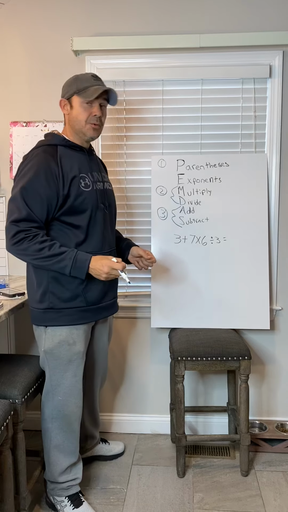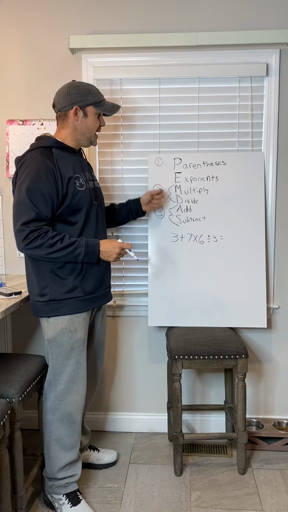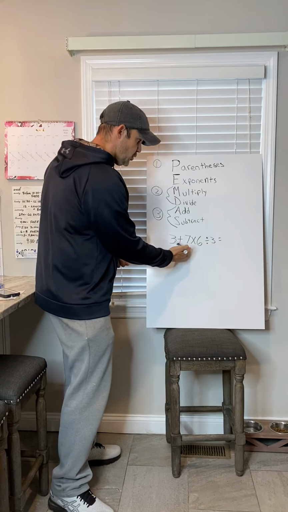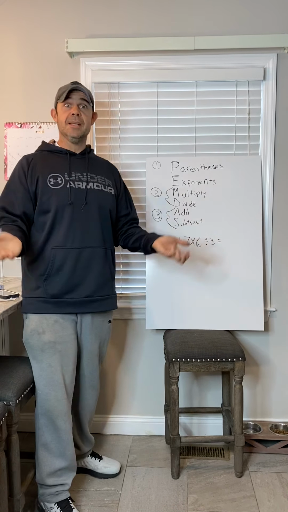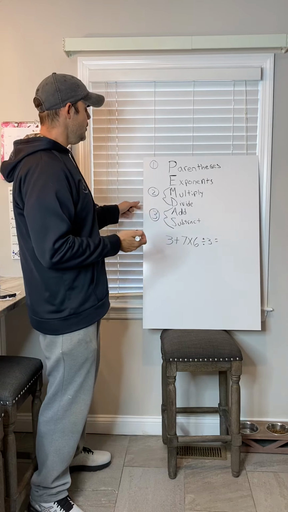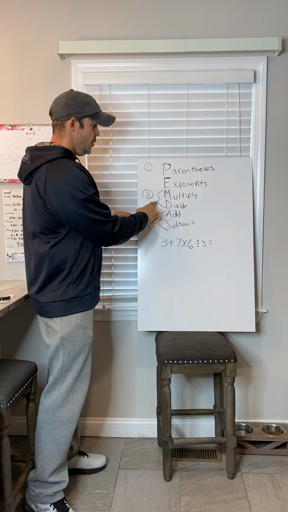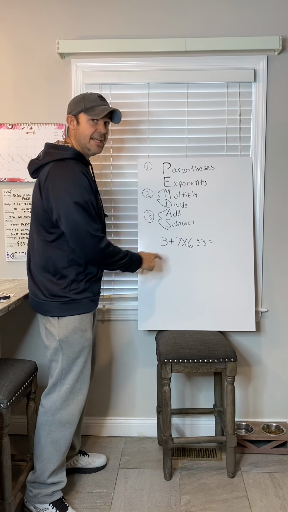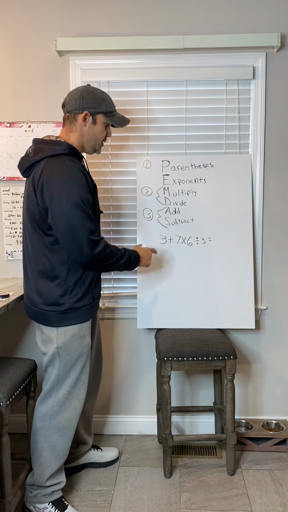So first, when I look at this problem, there's no parentheses, so I'm going to skip down to multiply and divide. Now I look here, I have multiply and divide. Oh, which one am I going to do first? The one you're going to do first is the one that comes first going left to right. And if you look, multiplication is first. So I'm going to do 7 times 6.